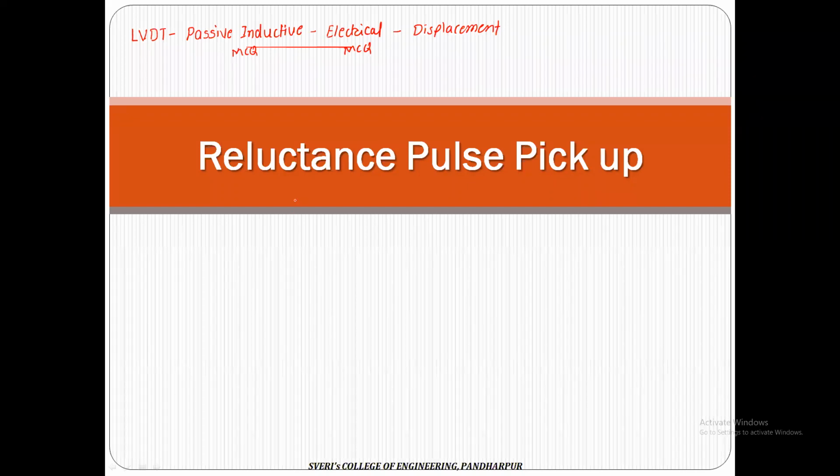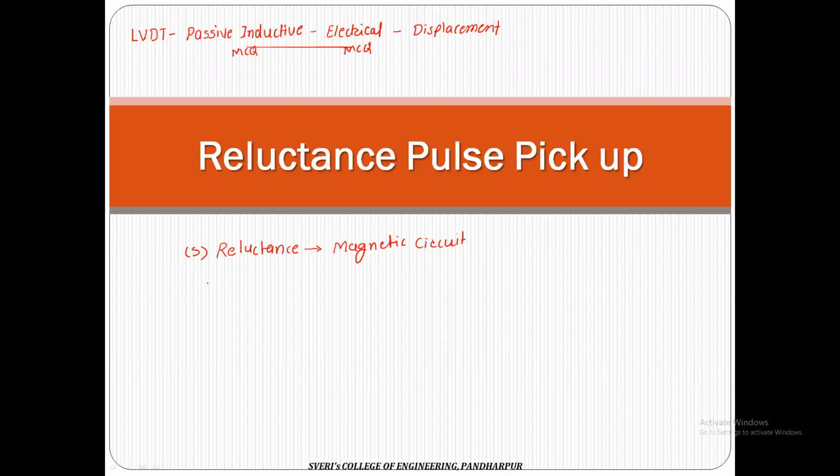Now the next type of transducer, we call it a reluctance pulse pickup. If you see the title, you can observe the word reluctance. Is this word familiar to you? Definitely, we learned this word in magnetic circuits. In a magnetic circuit, opposition to the flow of flux is called reluctance. It is represented with S. It means that this transducer again depends upon the magnetic circuit.